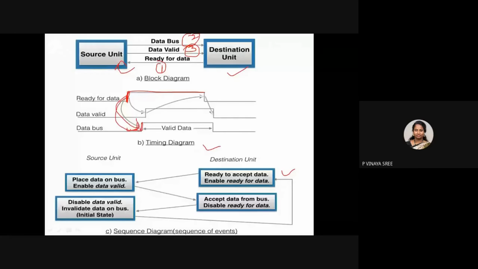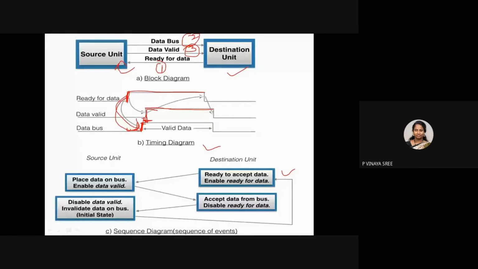In the timing diagram, first this is the first flow, ready for data. So this is high. Why? Because this is the first event, this is the second event, and this is the third one, data valid. So ready for data is enabled first. Upon this, once the signal has been received by the source unit, the source unit immediately places the data. After some amount of time, it activates the data valid.